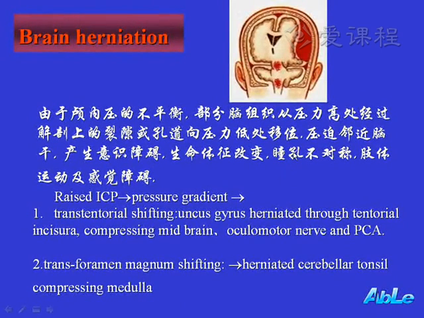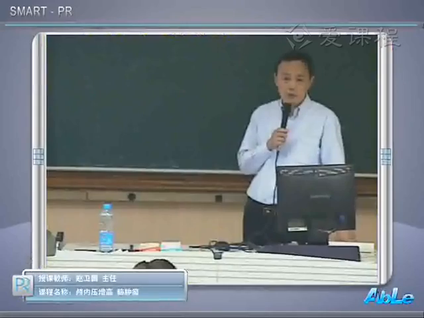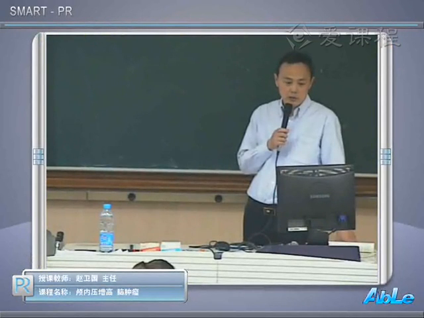We talked about them separately. Tentorial herniation and temporal uncus herniation are the same. They talk about the same thing. So you just need to remember one.